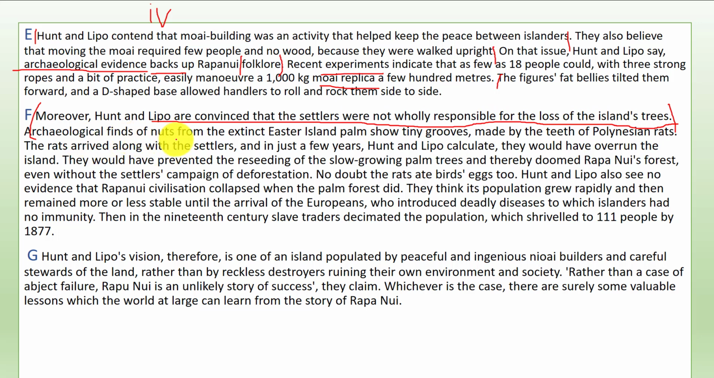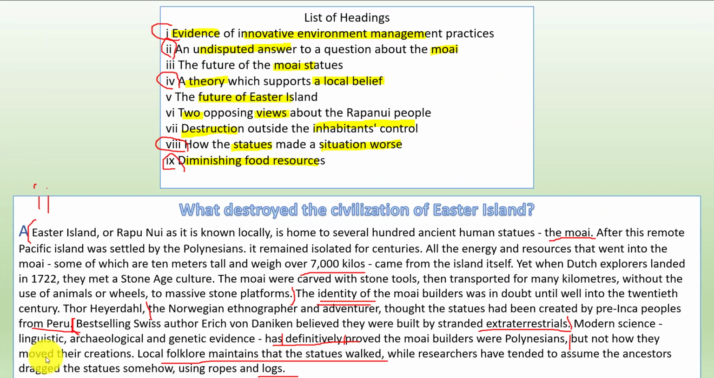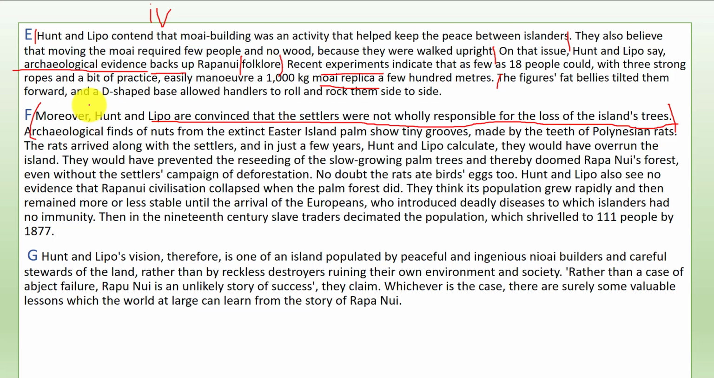Archaeological finds of nuts from the extinct Easter. Just check by your eyes. I'm going to do it as well. And that's it. We can answer this paragraph. Destruction outside inhabitants' control. That was the only easy one in this example. Now let's go on to the last one.